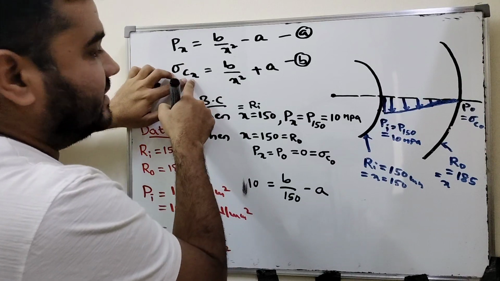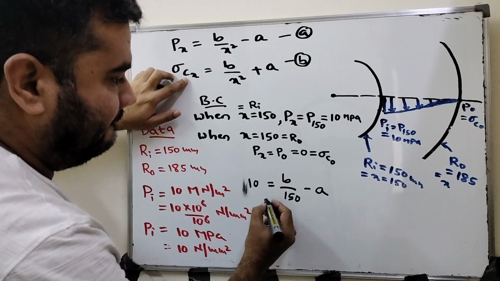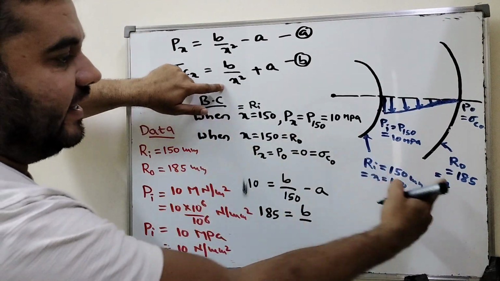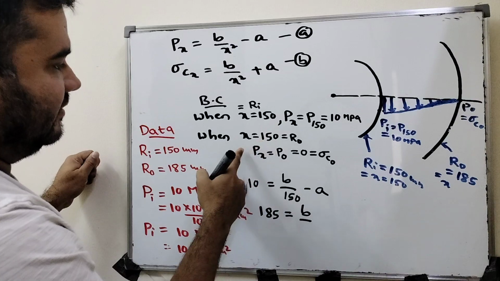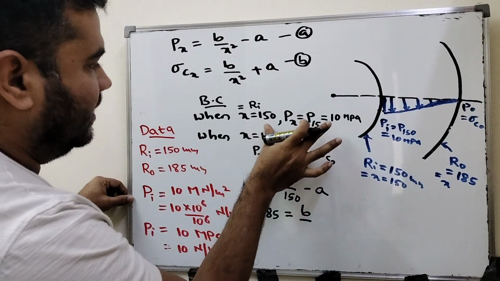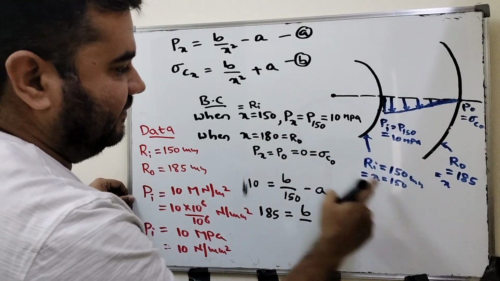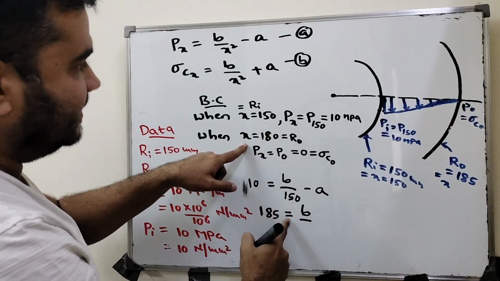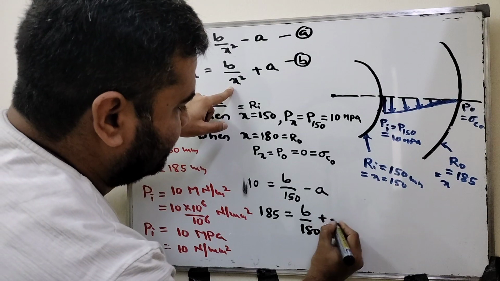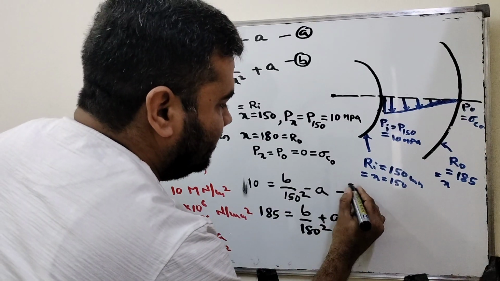Sigma c at x equal to 185, right? Sigma c at x equal to 185 equals B by x, where x is 185. This is 180. When x equal to 180, that is R0, outside radius R0 is 180, and this is 150, the inner radius. When x equal to 180, that is R0, equal to B divided by x, here substitute 180, plus A, 180 square, and this 150 square. Now call these equation 1 and equation 2.